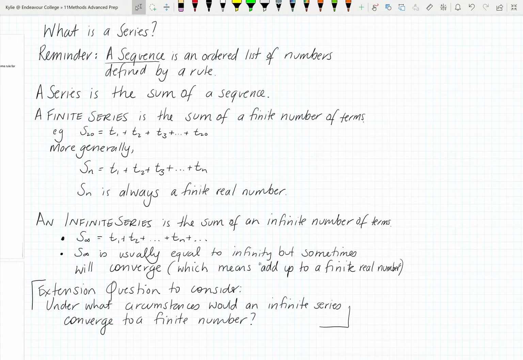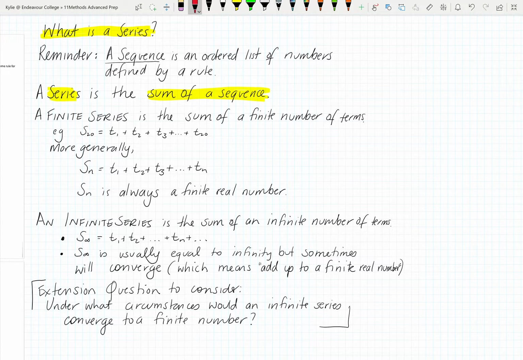We've had a bit of a look at what sequences are, and so now we're moving on to what is a series. The first thing we need is a little reminder that a sequence is an ordered list of numbers defined by a rule. And moving on from that, a series is simply the sum of a sequence. So we add them all up. So add up T1 plus T2 plus T3, however many terms you're adding up, and that is the series, the sum of them.